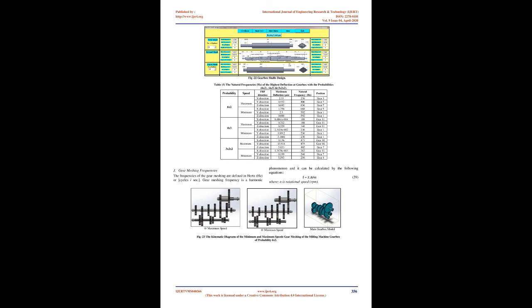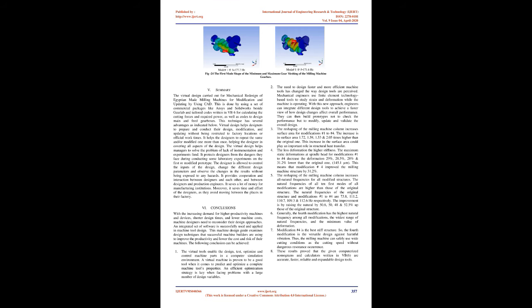The kinematic diagrams of the minimum and maximum gear meshing of the milling machine gearbox of probability 6 times 2 is given in Fig-23, while the first mode shapes of them are shown in Fig-24. The gearbox assembly geometry modeled in SolidWorks was imported to Ansys software for studying the dynamic performance. The bearing supports were assumed as a boundary condition for the gear components, which allows rotational motion along the shaft axis but restricts axial motion and radial motion.